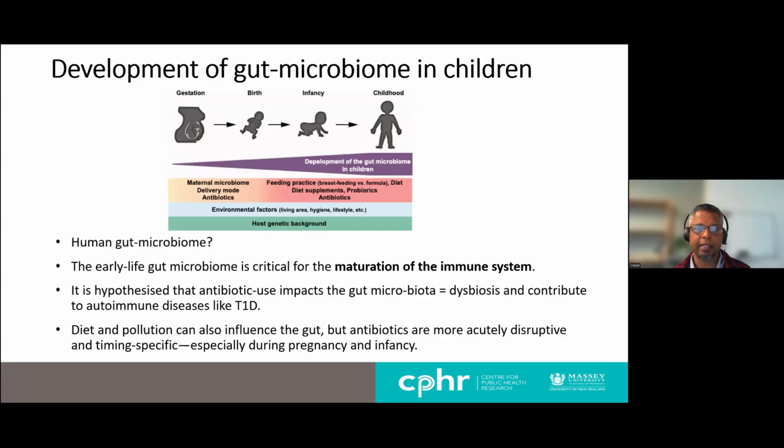And it is hypothesized that antibiotic use impacts that particular gut microbiota, which we've just mentioned is dysbiosis, and it can have an impact on the immune system and can cause autoimmune diseases like type 1 diabetes. Diet and pollution can also influence the gut, but antibiotics are more known to acutely disrupt the microbiome, particularly during pregnancy and infancy.